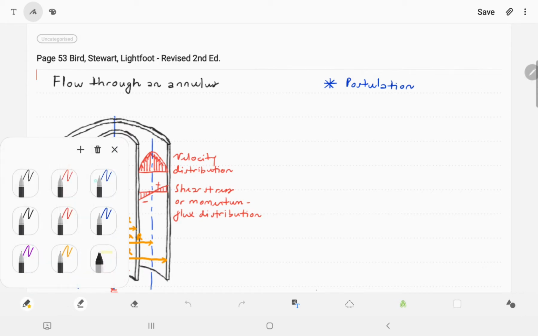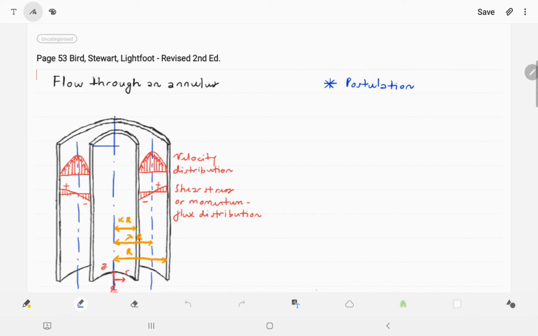As you can see in here, you have one tube in here. And then you have another tube in here. So the flow of the liquid occurred in between these tubes in here.